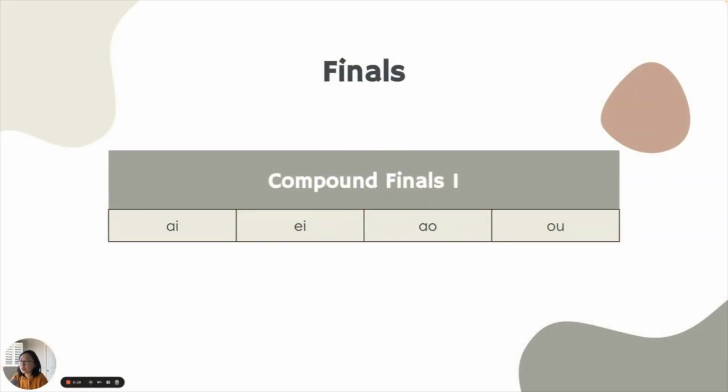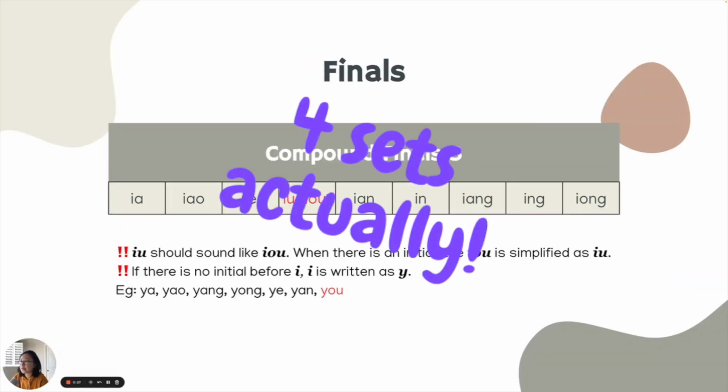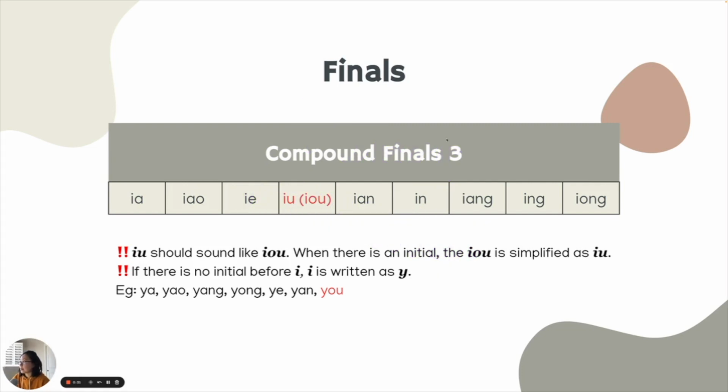In the last video, we practiced how to pronounce the two sets of compound finals. And today, we're going to learn another three sets of compound finals. Here is the first one. Let's see, how do you pronounce the E and A together? Ya. And then IAO, yao, because this one is E and then A, wo, so yao.